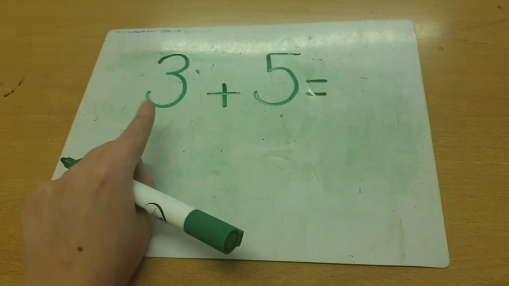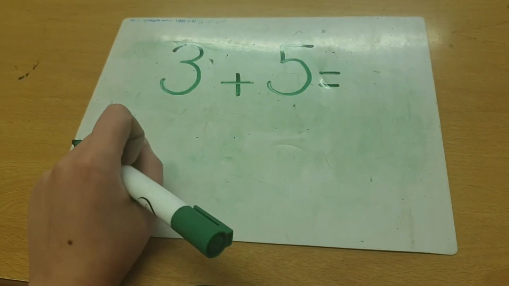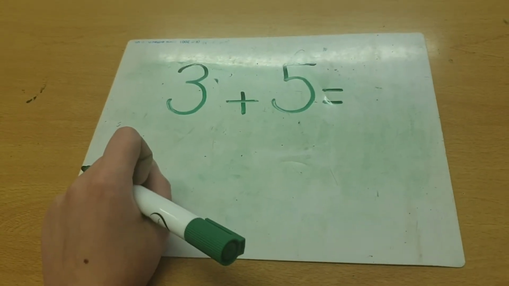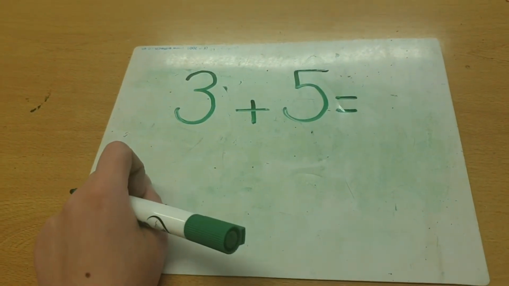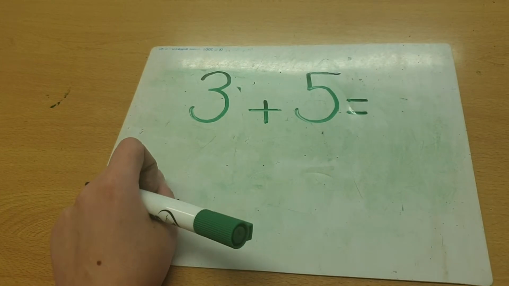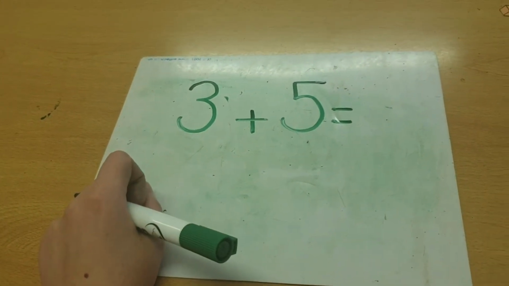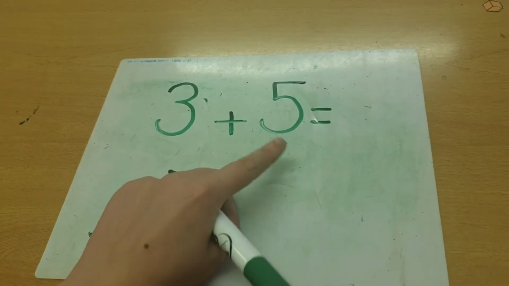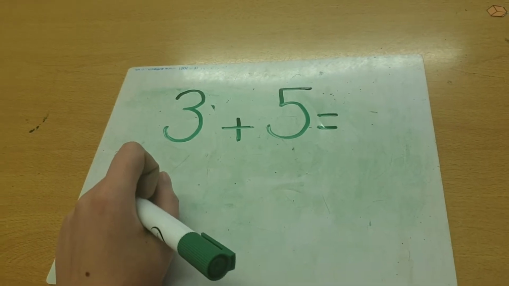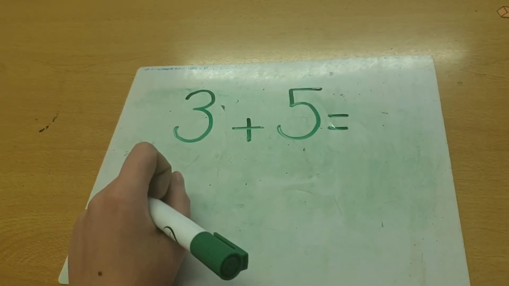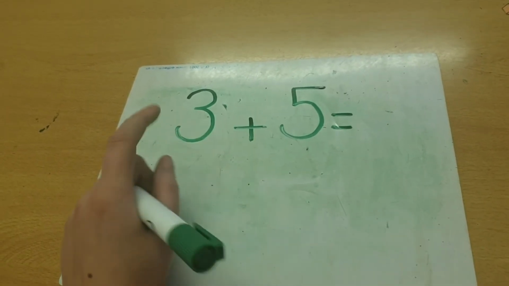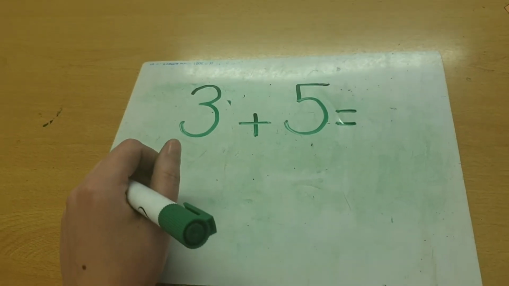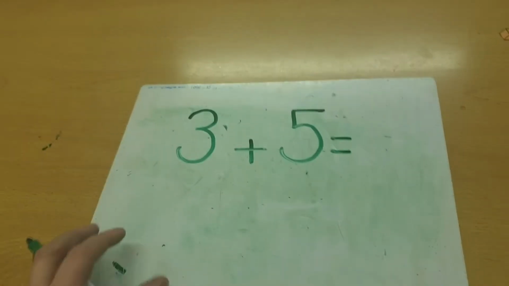Now, how many ones does 3 have? Brilliant, there's 3 ones. Has it got any tens? No, because it's a 1-digit number. Let's have a look at 5. How many ones does 5 have? Excellent, it has 5 ones. And does that have any tens? No, because it is again, like 3, a 1-digit number.